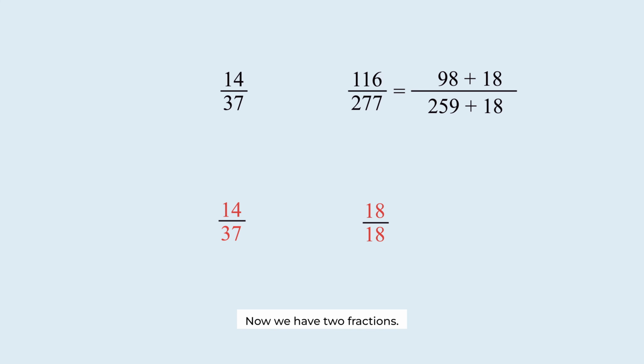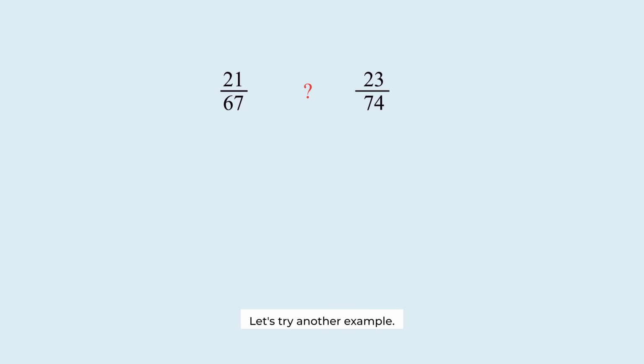Now we have two fractions. This fraction equals 1, so it must be larger than the other. Thus, this fraction is larger. Let's try another example. We split this fraction with the larger denominator. 74 is 67 plus 7. 23 is 21 plus 2.